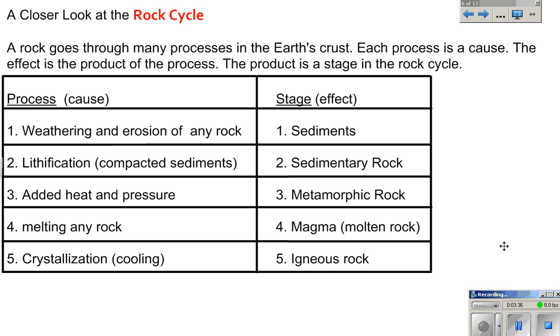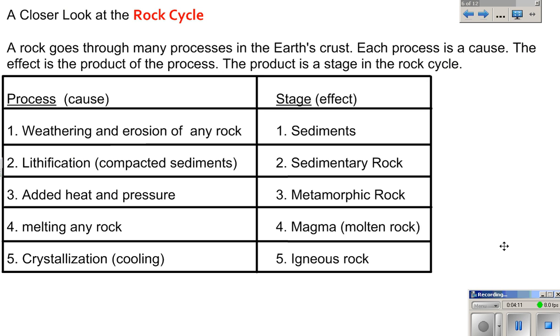Before we move on, let's take a closer look at the rock cycle. A rock goes through many processes in the Earth's crust. Each process is a cause. The effect is the product of that process. The product is a stage in the rock cycle. In the chart below, on the left side we have the cause, on the right side the effect. The cause is the process that happens to the rock. The effect would be the stage that the rock would be at.